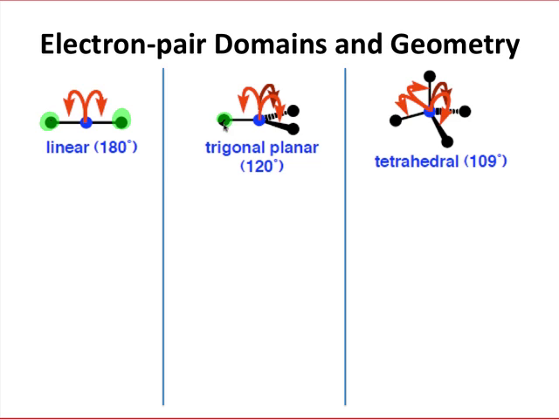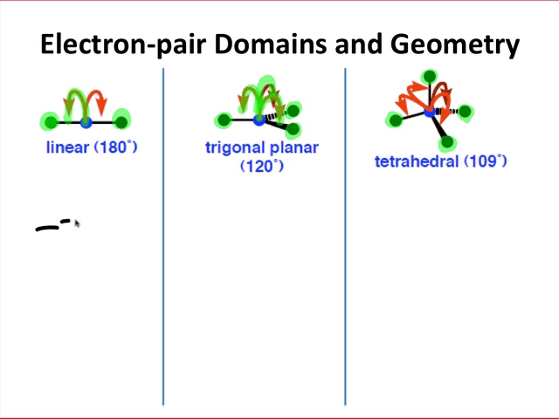Similarly, trigonal planar centers arise in molecules that possess 3 electron pair domains, such as the imine that we looked at on the last slide. Finally, tetrahedral compounds possess 4 electron pair domains at the atom of interest. These geometries arise from the fact that the electron pair domains, because they're negatively charged, want to be as far away from one another as possible. To do this, they spread out in the geometries that you see here.